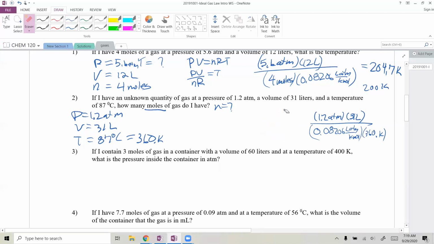So we have our equation there. I'm going to erase this, make some space. And so our value is going to be 1.2 times 31 divided by 0.08206 divided by 360. And so our number of moles is 1.259 moles, or 1.3 moles when we consider our significant figures there.